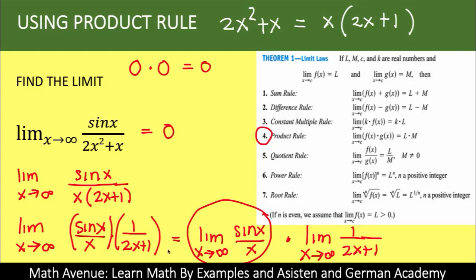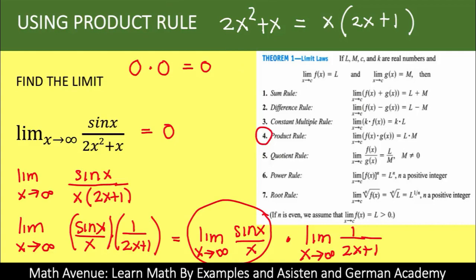And we do this by applying the product rule and using the previous value that we arrived at for the limit of sine of x over x as x approaches infinity. So these are some of the techniques that you can use when you evaluate limits.